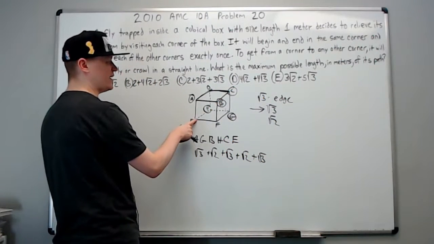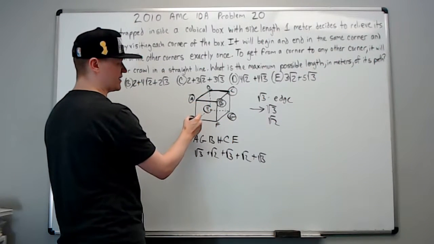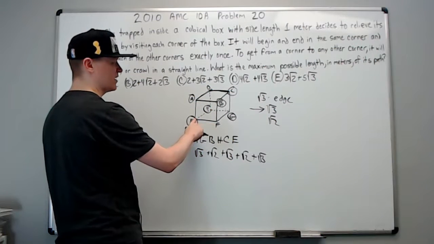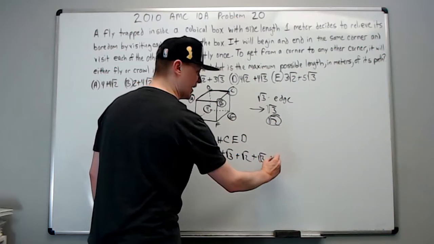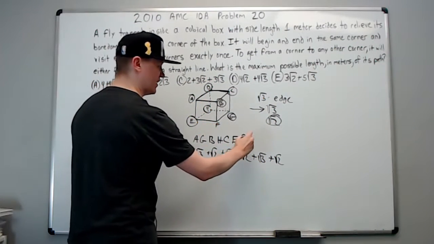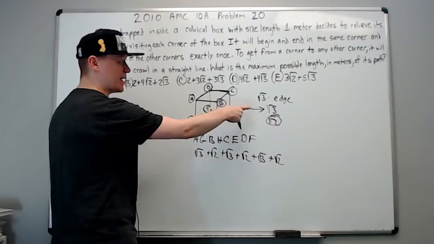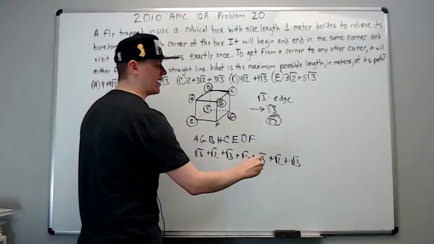And then from E, we don't want to go to F. We only have D and F left. So let's go to D because F is a shorter distance. Go to D. That's going to be a face diagonal, the root 2 variety. And then from D, we're going to go down to F. That's, again, a space diagonal of root 3. And finally, return back to A.